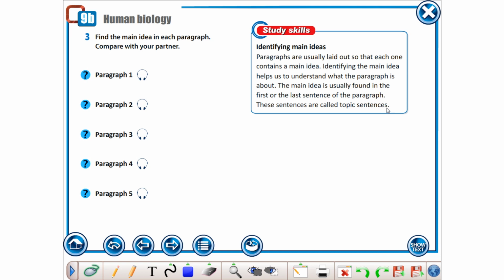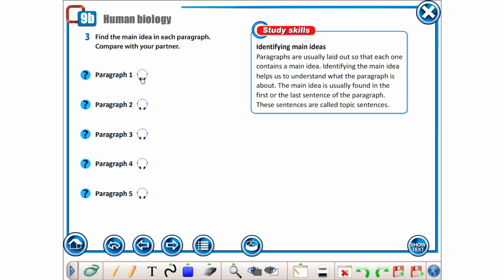Итак, параграфы обычно размещены таким образом, что в каждом из них есть основная идея. Определение основной идеи поможет нам понять, о чем каждый параграф. Основная идея обычно расположена либо в первом, либо в последнем предложении параграфа. Эти предложения называются тематическими предложениями. Окей, итак, the first paragraph.